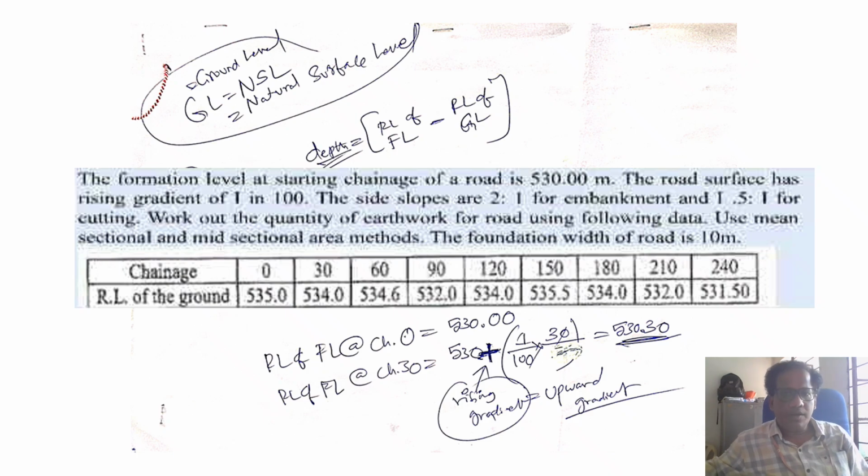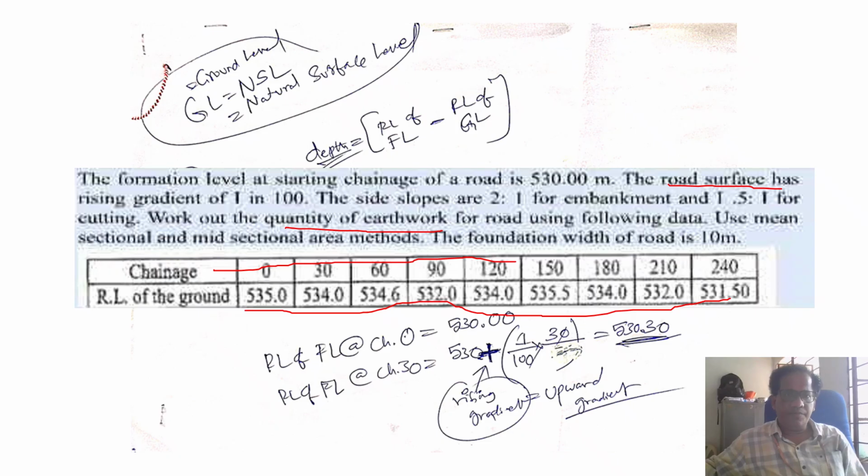Good day all. In this short video, we are going to have a discussion on how to compute quantity of earthwork in case of a road. Here, the questionnaire has given chainages at a regular interval 0, 30, 60, and the respective RLs of the ground are given.